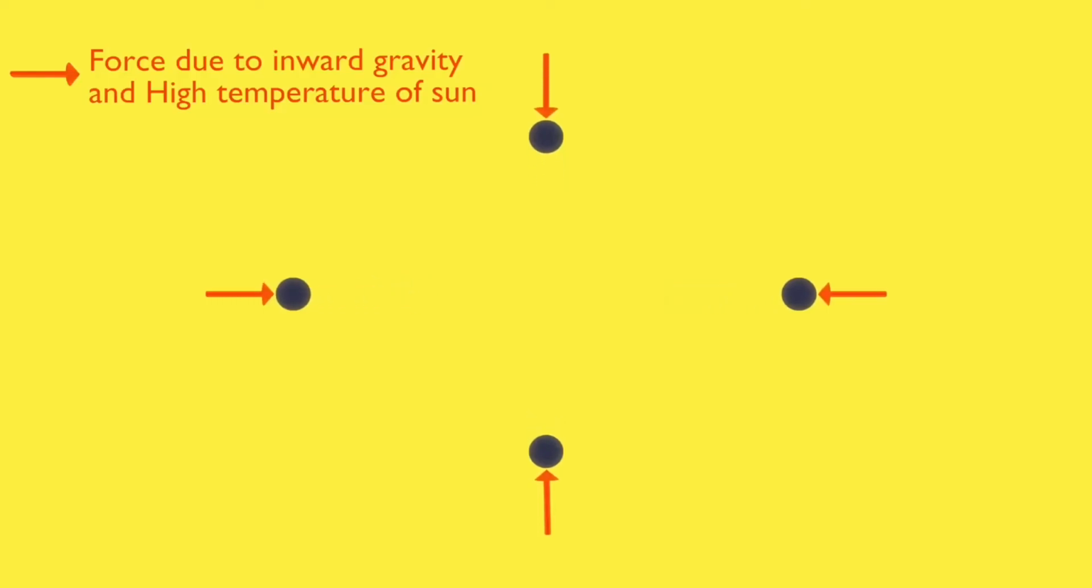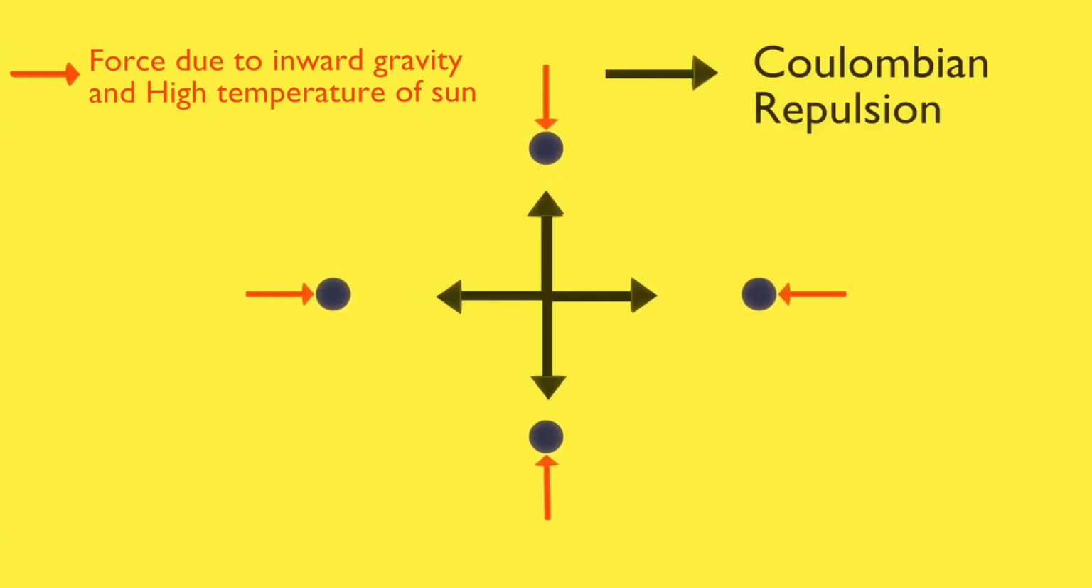Out of almost 10 to the power of 56 protons in the sun's core, about 10 to the power of 28 of them overcome the Coulombian repulsion to undergo tunneling and provide us with the energy we need to survive.